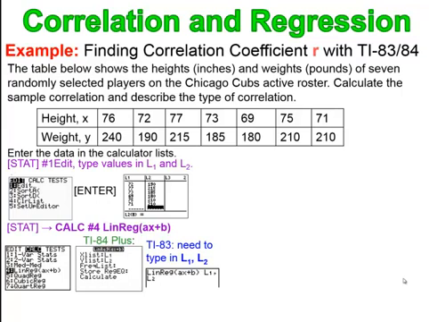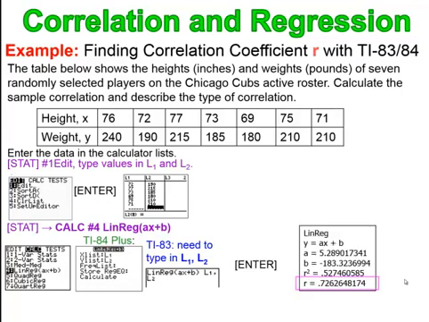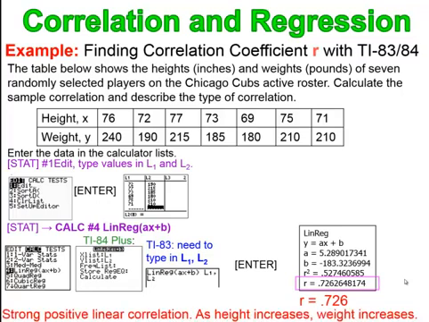And you can find that option above the number 1 and the number 2 in the calculator, and you're going to have to use your second key to get to it. Once you get that in there, you're going to hit enter, and you're going to find that the correlation coefficient, R, will equal 0.726. Now what this means is we have a strong positive linear correlation. As the height increases, the weight will increase.